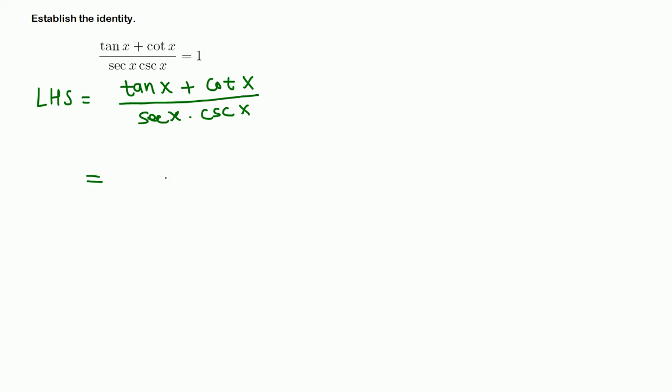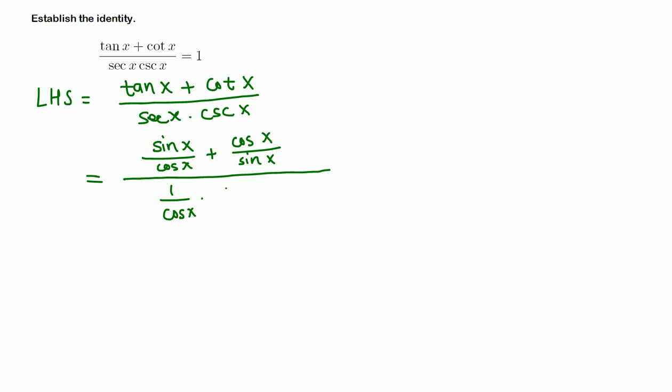So this original division sign here, tangent is sine over cosine plus cotangent is cosine over sine. On the bottom, secant is 1 over cosine times cosecant is 1 over sine. Okay, there are no cancellations because plus means we need to combine these two fractions on the top first. So on the bottom, nothing to do, multiply means multiply the tops and multiply the bottoms. That's 1 over cosine x times sine x.